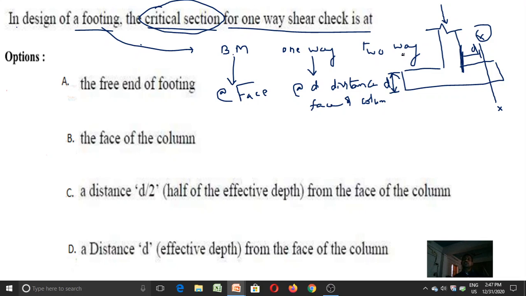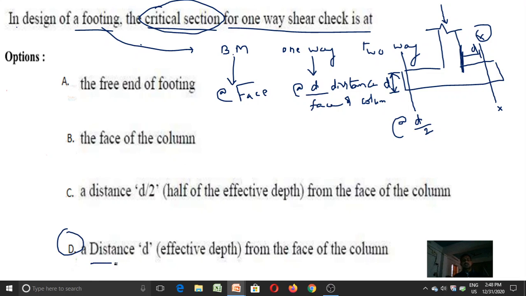If you check for two-way shear, the critical section occurs at d by 2 distance from the face of the column. Always the distance of the critical section should be taken along the longitudinal direction of the footing. So our question is, where is the critical section for one-way shear check? The correct option is d distance from the face of the column, so option D is correct.